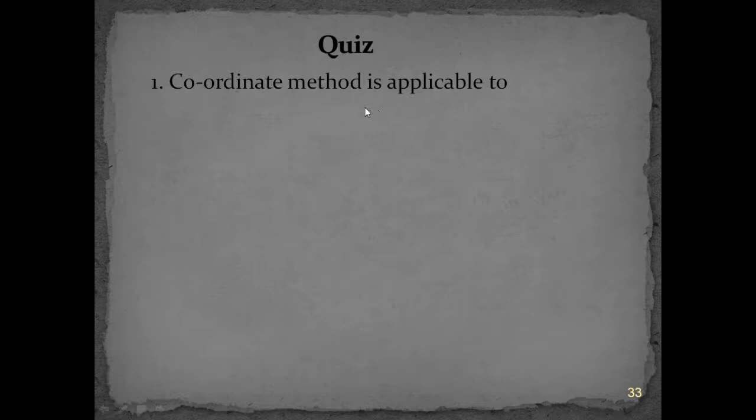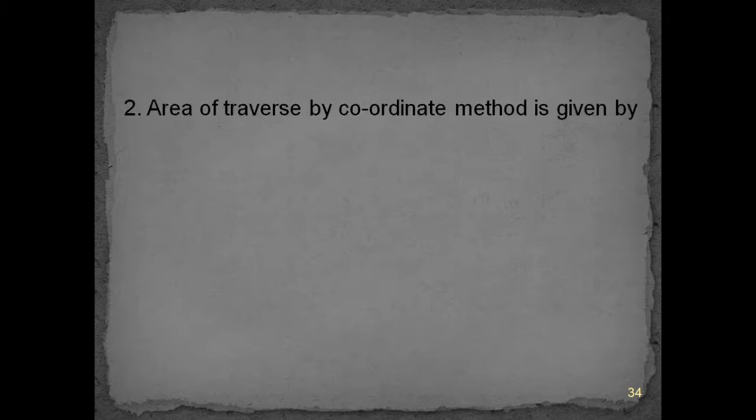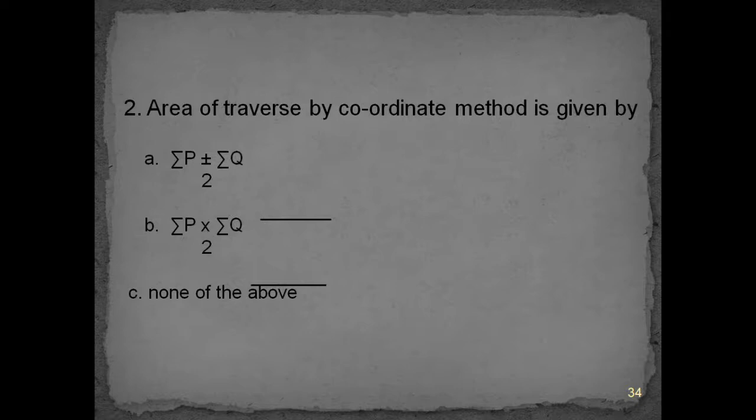Now, the coordinate method is applicable to: open traverse, closed traverse, none of the above. Of course, it's a closed traverse. Next, the area of a traverse by coordinate method is given by: sum of P plus or minus sum of Q by 2, sum of P into sum of Q by 2, none of the above. So almost it is half of the difference between sum of P and sum of Q. So this one is the answer.